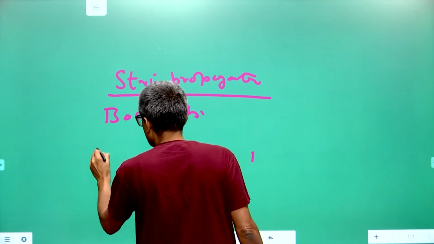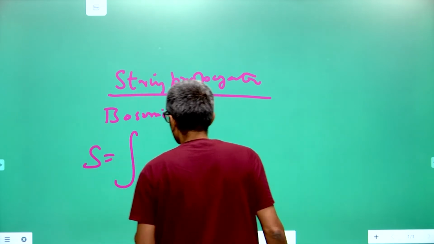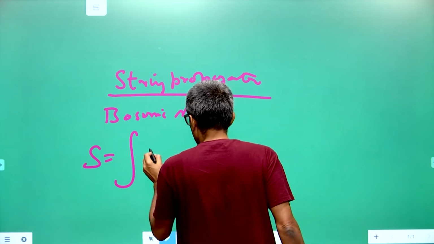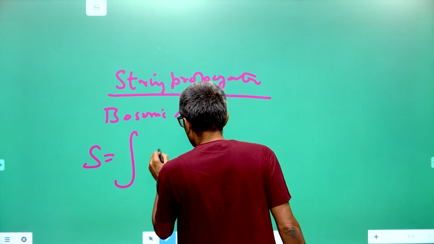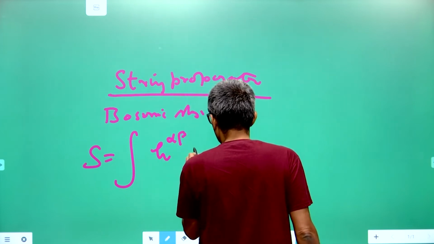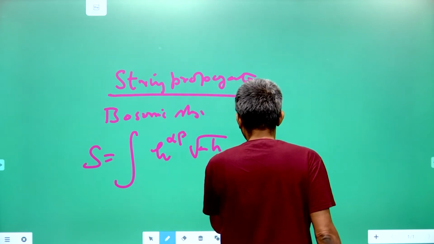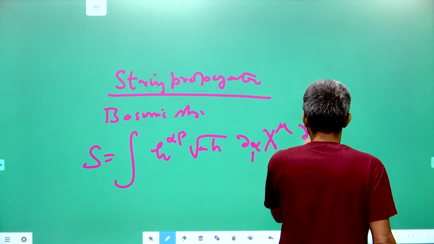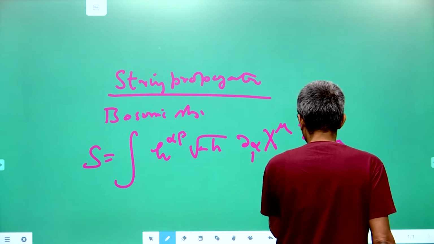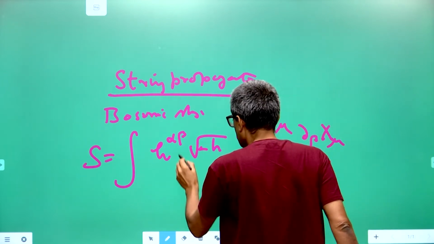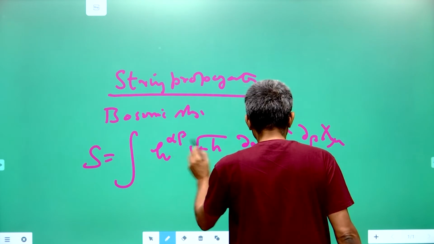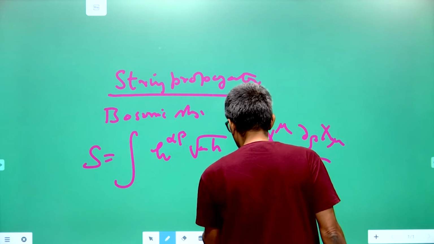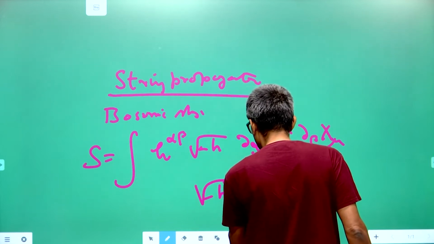So, the action S is given by an integral. I am taking flat d-dimensional space time, but the worldsheet can have a metric. So, it is given by h alpha beta root minus h, then dou alpha x mu dou beta x mu d2 sigma. This root minus h is included. So, it becomes a tensor h alpha beta dou alpha x mu dou beta x mu, that becomes a scalar, and root minus h d2 sigma is an invariant.